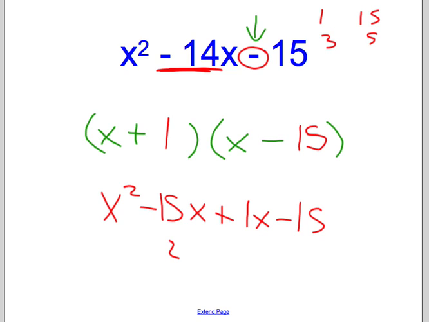X squared minus 14x minus 15. Is that what we started with? Yes. So let's review this real quick. Try to keep it simple.